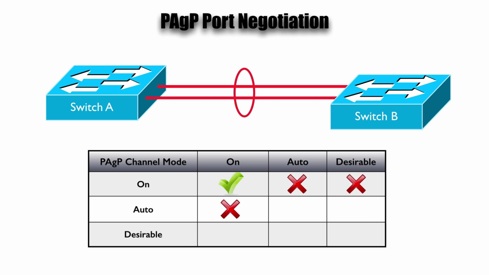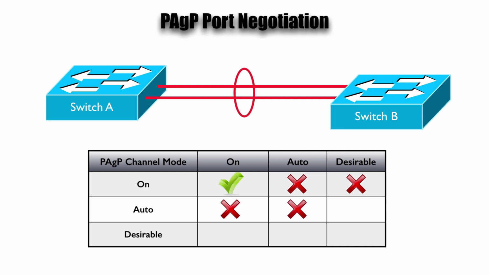What about the combination of auto-auto? This is a lot like DTP when we were dynamically setting up a trunk. Remember, if both sides of a trunk were set to dynamic auto, they were both willing to form a trunk, but nobody was initiating the trunk formation. Nobody was sending the DTP frames. Same thing here. If we have this set to auto, both sides are willing to form an EtherChannel, but nobody's initiating it. Nobody's sending the PAgP frame saying, hey, let's be an EtherChannel. And as a result, auto-auto is not going to give us an EtherChannel.